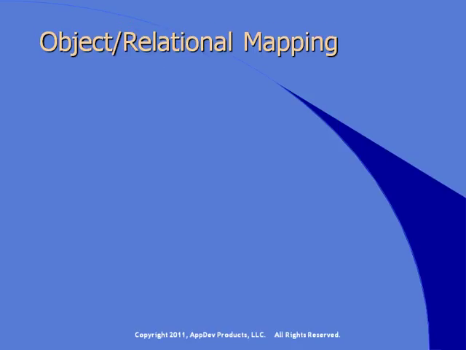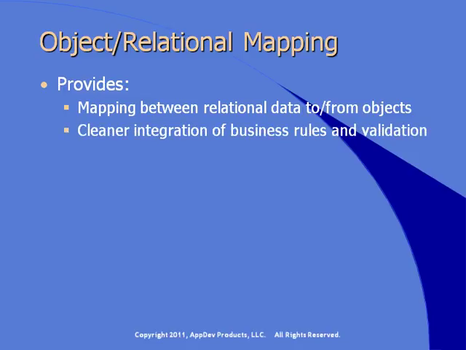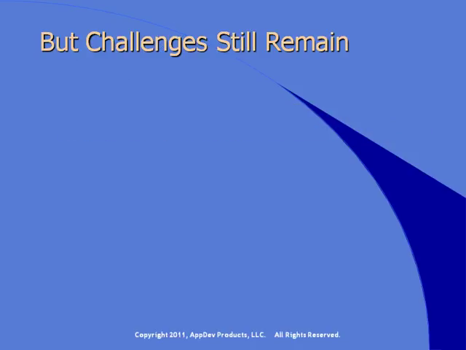An object relational mapping provides a mapping between relational data to and from real objects. And it provides a cleaner integration of business rules and validation. So obviously, an object relational mapping makes it easier for you to write data-focused applications than just hooking up all the code yourself. Even given an object relational mapper, which typed data sets in .NET sort of give you, challenges still remain.